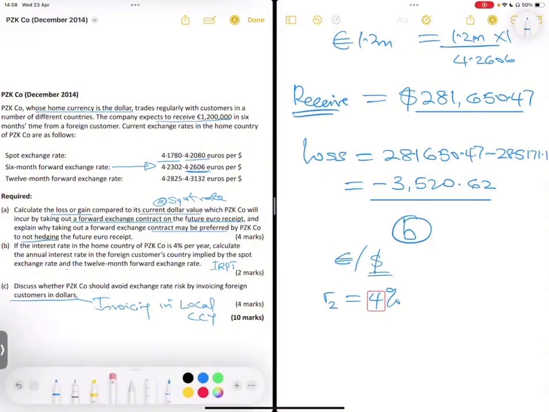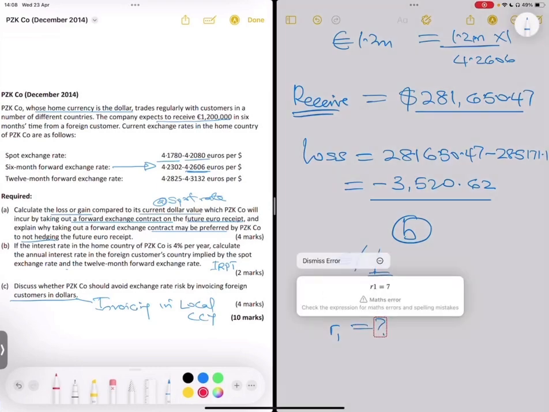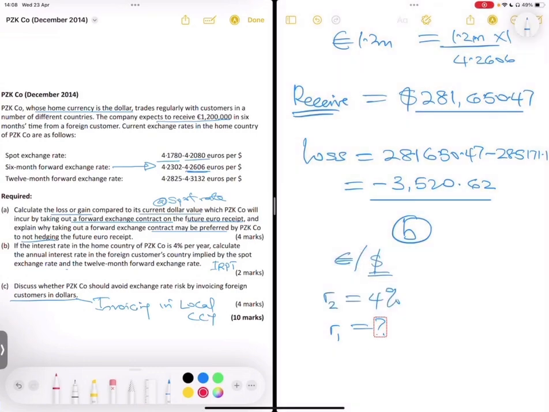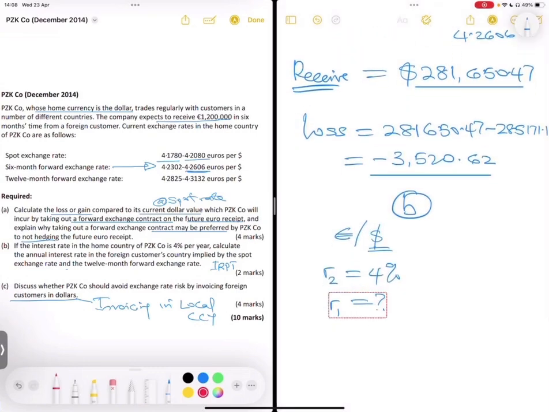And they're asking us to calculate the interest rate in the foreign currency country, which is rate 1. We don't know it. But we need the currency rate. Let's look at it. They told us to calculate the annual interest rate in foreign currency implied by the spot and the 12-month exchange rate. Which means they want us to use the 12-month forward exchange rate, which is this quote, versus the spot, which is this quote. That's what they want us to use.